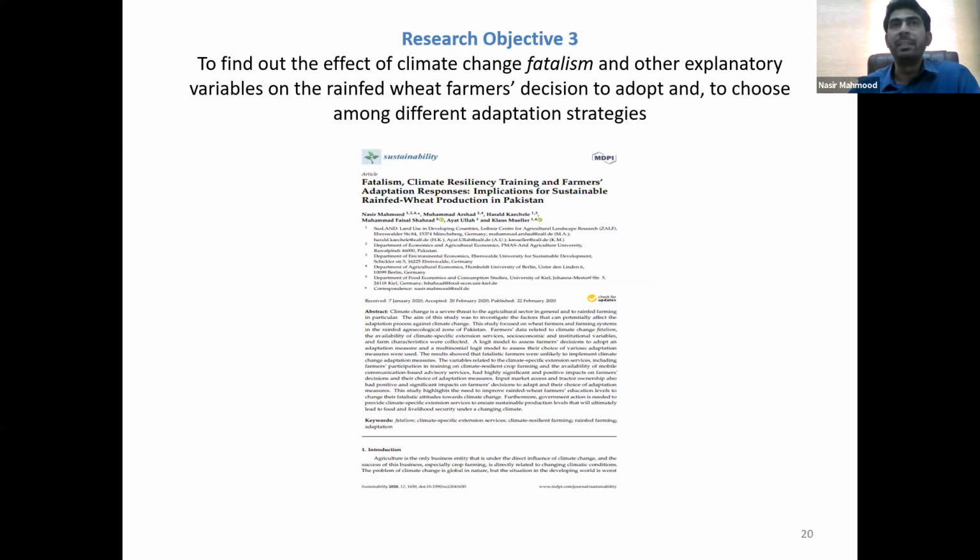Basically, the idea of the climate change fatalism is that the farmers believe in the climate change and its harmful impacts, but they have a predetermined approach that these are from God and they don't want to do any adaptation at all, and they cannot escape from these harmful impacts. This is the main idea of this last objective and this published paper.